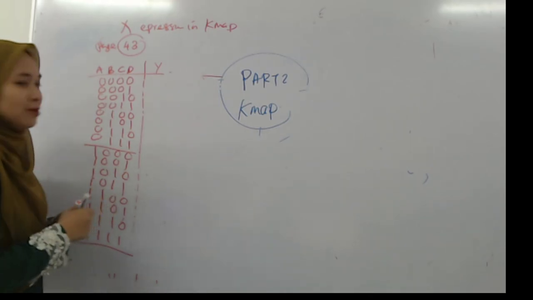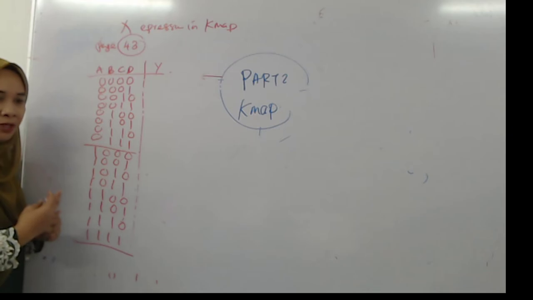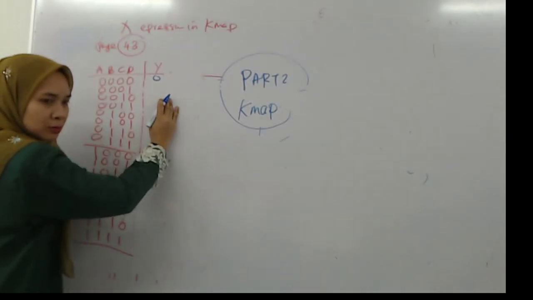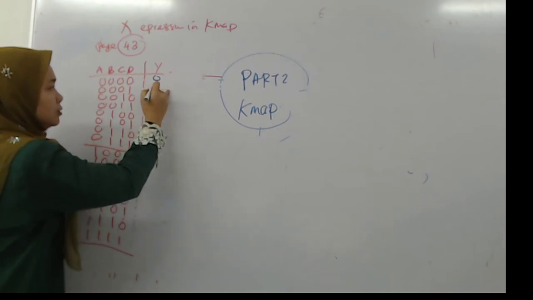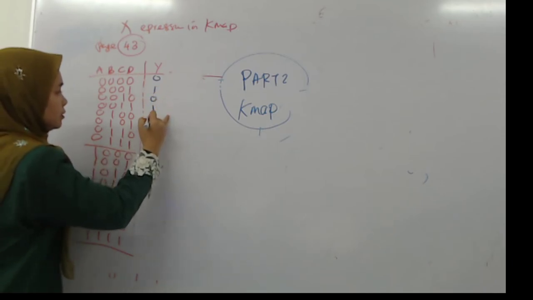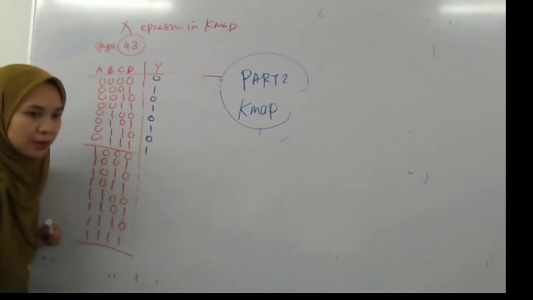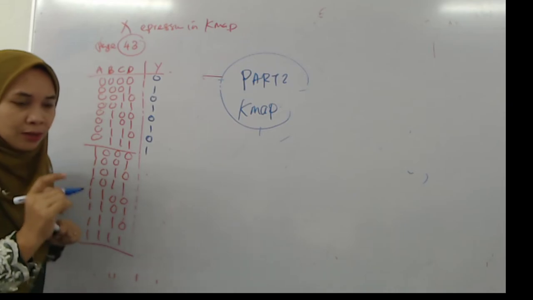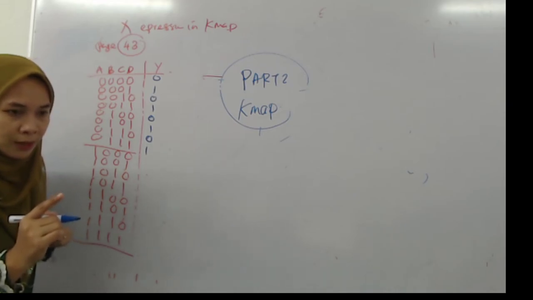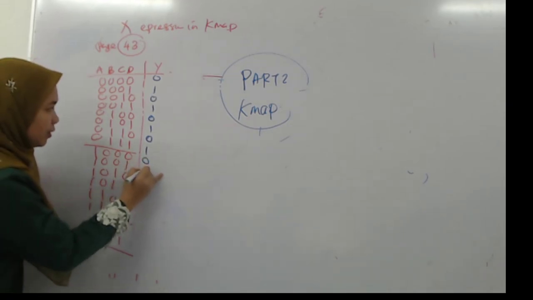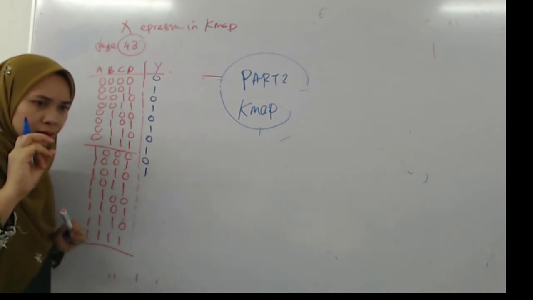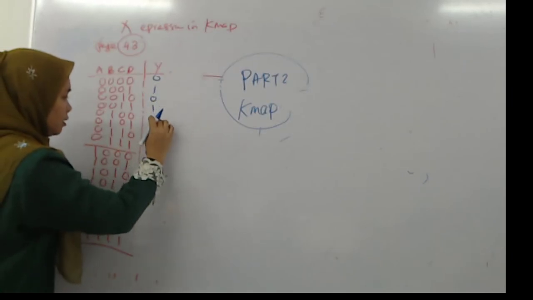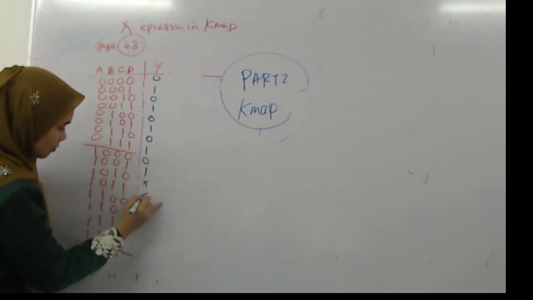Now follow from page number 43. We give the output here. This one is 0. Now 0, 1, 0, 1, 0, 1, 0, 1, 0, 1, 0, 1. 1, 2, 3, 4, 5, 6. How many 0, 1 are there? 1, 2, 3, 4, 5. Correct? So the rest are all X. Can you see?